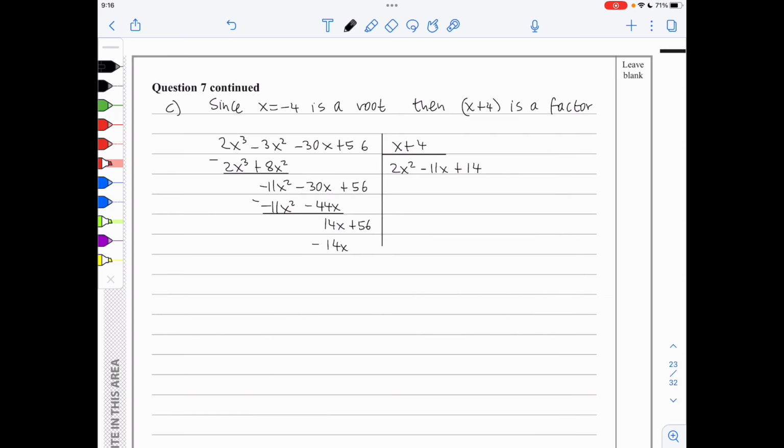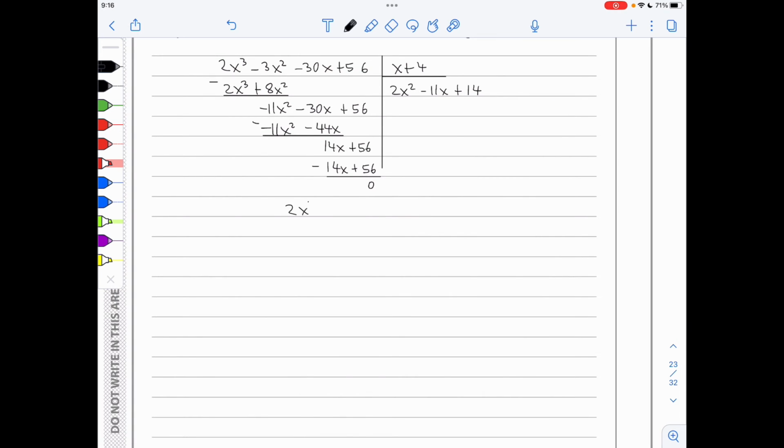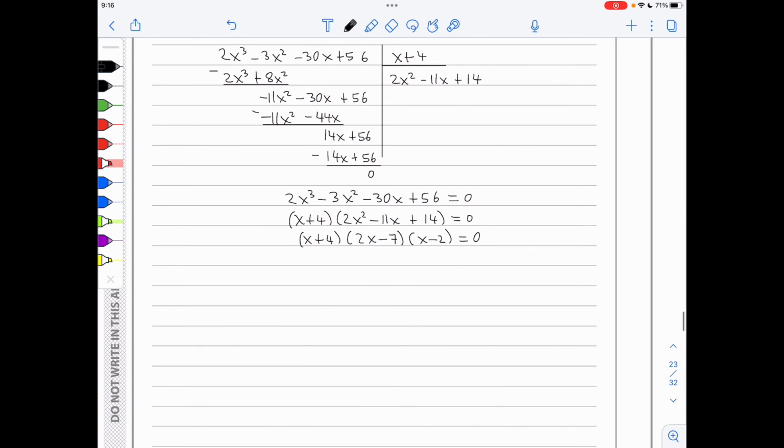We get a remainder of 0 as expected after all, and therefore the original 2x cubed minus 3x squared minus 30x plus 56 is 0, can now be written as x plus 4 times 2x squared minus 11x plus 14 is 0, which can be further factorized into x plus 4, 2x minus 7, x minus 2. So this cubic leads to 3 solutions.